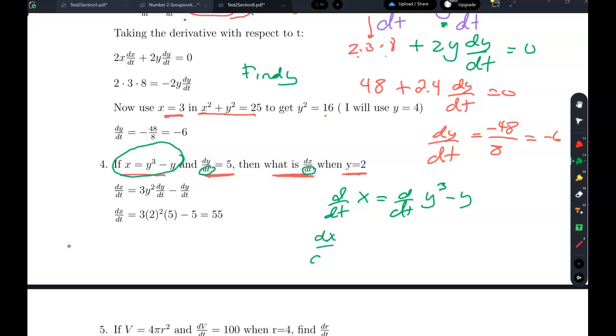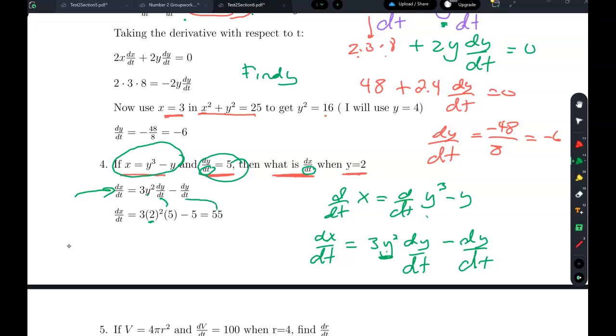So this left-hand side just gives me dx over dt. This side gives me 3y squared. And remember, multiply by the derivative of the inside, dy over dt. And the derivative of y will give me dy over dt. Okay, and that's what this line is, right? So then I plug the information in. So I plug in y equal 2. And then I plug in dy over dt is 5. 5 right here. And then I can get the answer. dx over dt is 55.